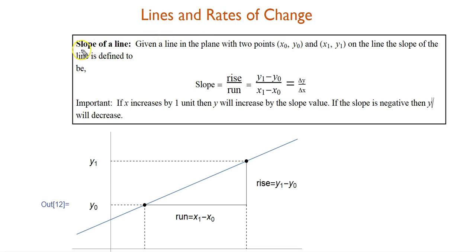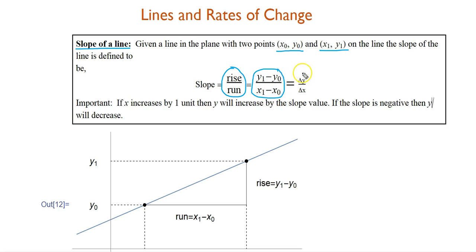So first of all, let's recall what the slope of a line is. If we're given a line in the plane between 2 points, x0, y0, and x1, y1, then the slope of the line is defined to be rise over run. You should have seen that before, which in this case, using these points, we can also write as y1 minus y0 divided by x1 minus x0.